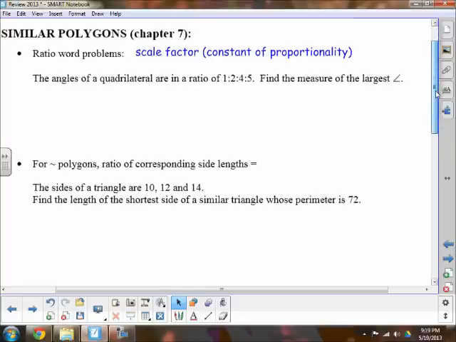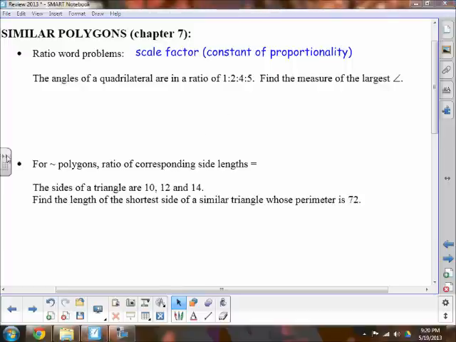So when we're talking about polygons, for example, the angles of a quadrilateral are in a ratio of 1 to 2 to 4 to 5. Find the measure of the largest angle of this polygon. We need to figure out what that missing scale factor is between this proportion and the actual angles in order to figure out what the actual measure is.